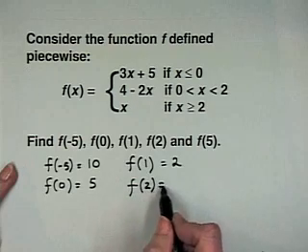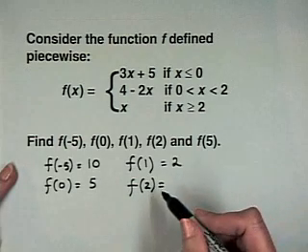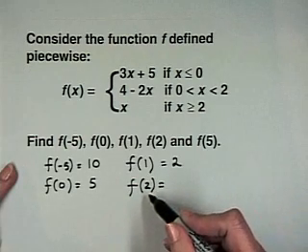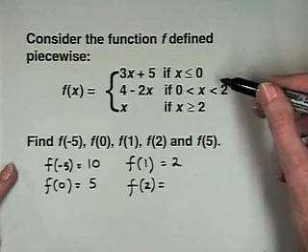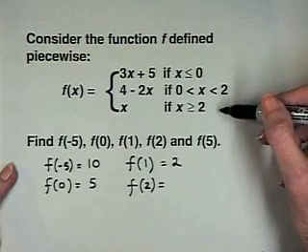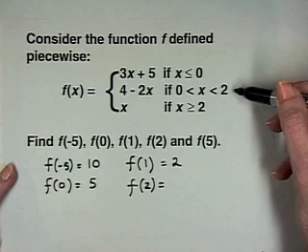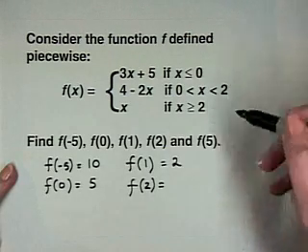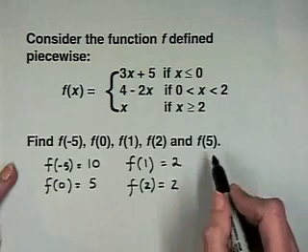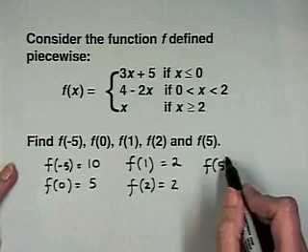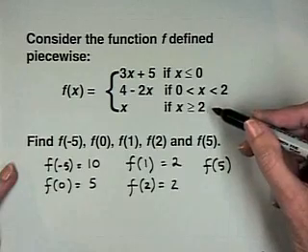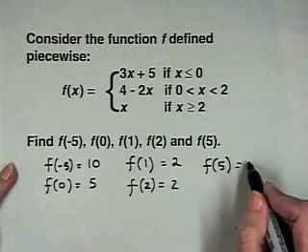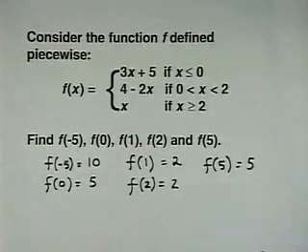To find the functional value f of 2, we find the piece where x equals 2, and that ends up being in the third piece. Again, the strict inequality on the second piece disallows it. We evaluate the third piece by simply giving back the same value of x. And finally, evaluating f of 5 also takes us to the third piece, and we end up with the functional value of 5.